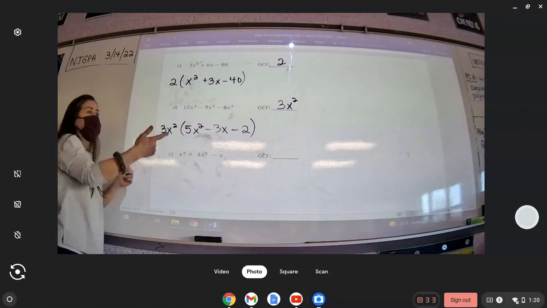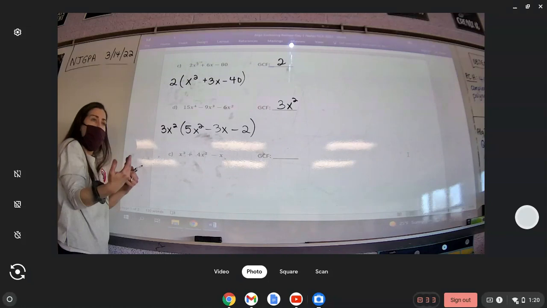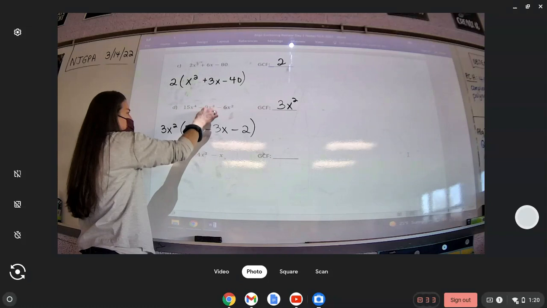Because watch, you should always check. Does 3x squared times 5x squared get you 15x to the 4th? Yeah. Does 3x squared times -3x get you back to a -9x to the 3rd? Yeah.